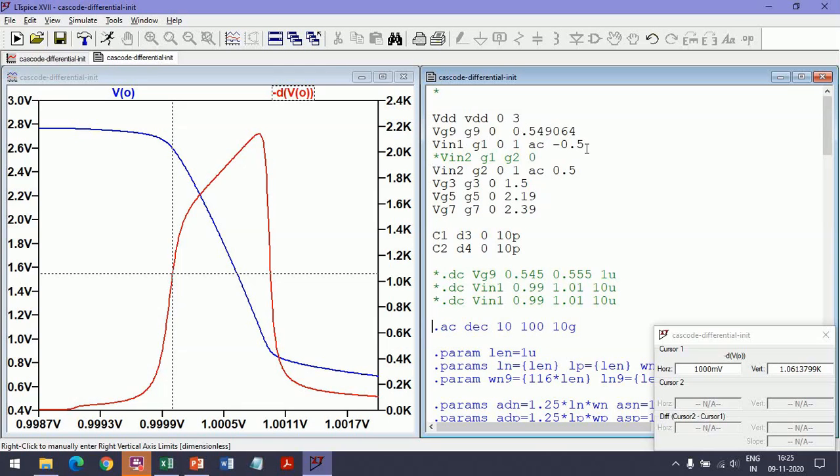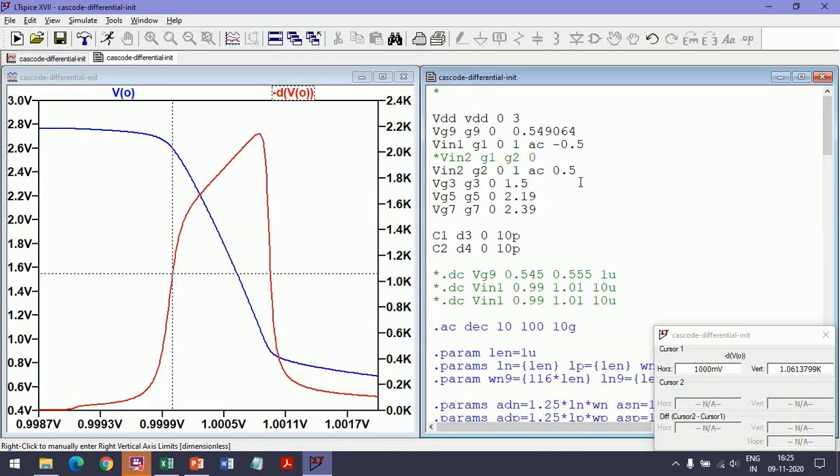Now in simulation, I am saying this is basically minus half and plus half, so that the differential mode input applied is plus half minus minus half, which is 1. So the input differential mode voltage applied is 1 volt. And if we simulate this, then the output voltage for an input of 1 volt will directly give the voltage gain of the circuit. This is why we apply plus 0.5 and minus 0.5. For example, if we apply 1 and 1 here, then the differential mode input will be 1 and minus 1.